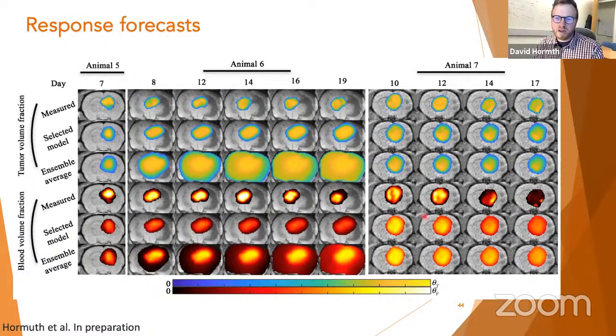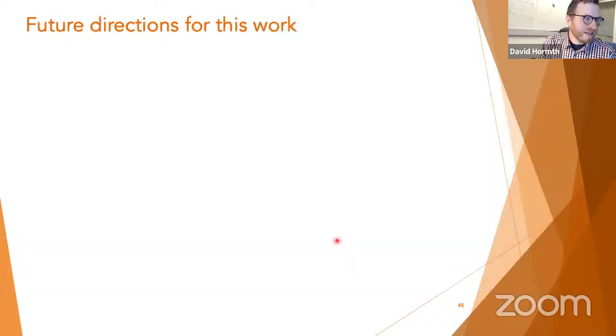The blood volume fraction model, you can see that the ensemble and the selected model perform very similarly. And the results definitely depend from animal to animal, how well it does at actually predicting what's happening. So some future directions for this part of the work.